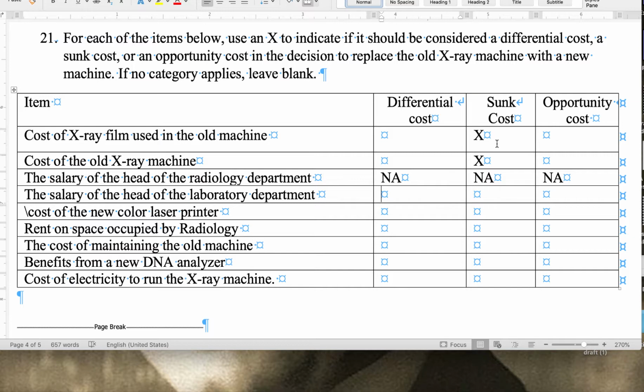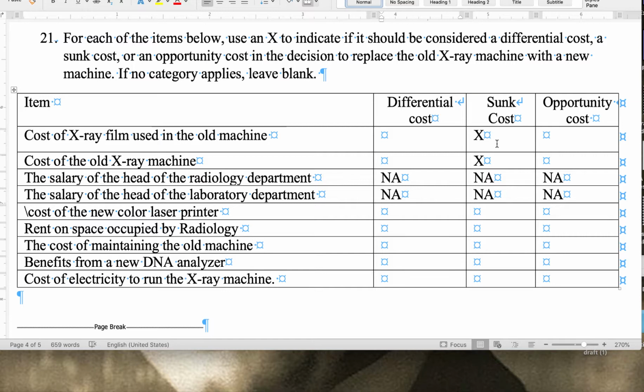Okay. Next one we have is the salary of the head of the laboratory department. Well, guess what? We're still doing x-rays. We still need a head of the laboratory to move people in, take x-rays. You know, I don't know if they still do film and put pictures in water, but anyways, it doesn't apply because that person's still going to be there, still working. Okay. Now let's look at the fourth one.